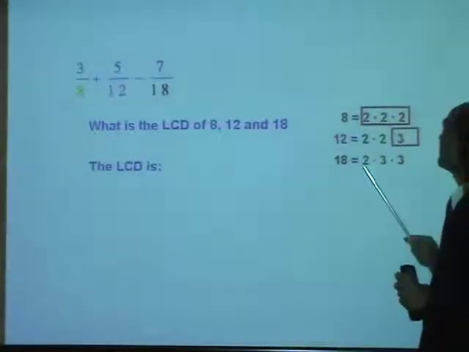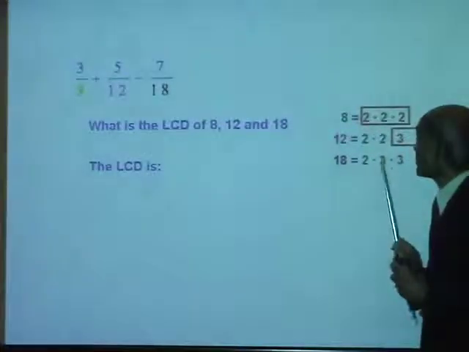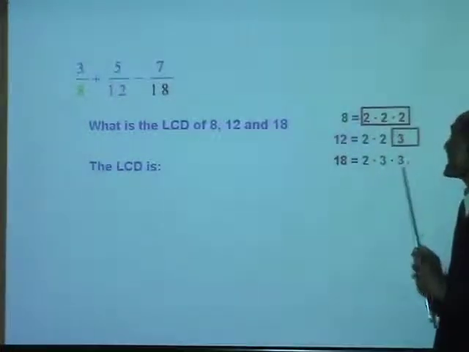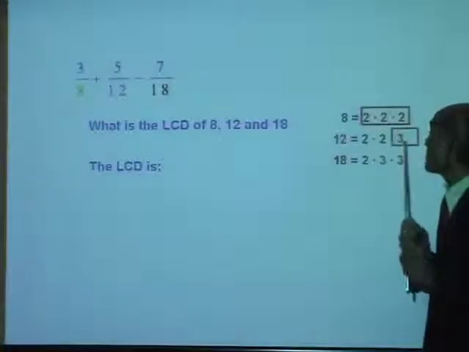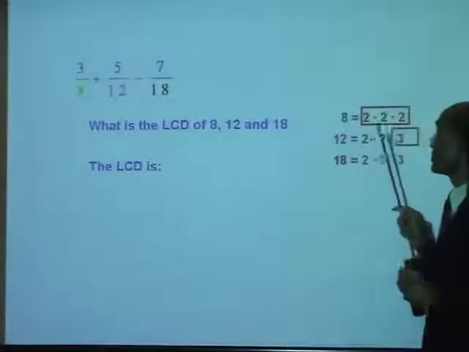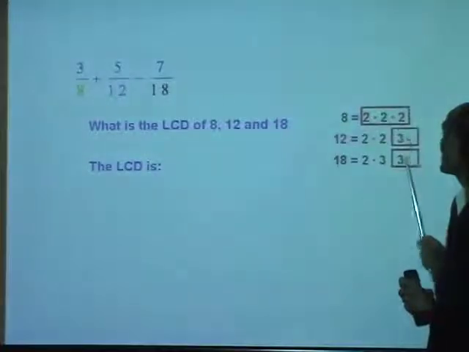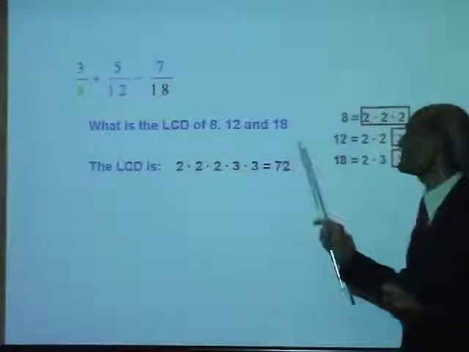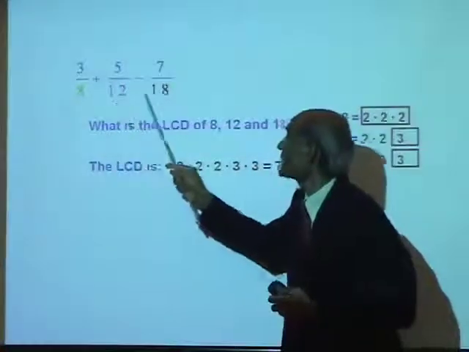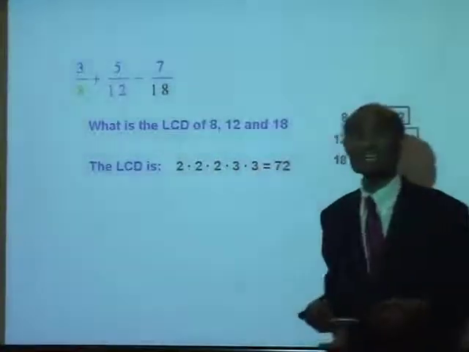Go to the third number. Do we need that 2? No. Do we need that 3? No, we have picked a 3 there. But do we need that second 3? Yes, because we have picked only one 3. So if there is a second 3, we need to pick that. So what's our LCD now? It is 2 times 2 times 2 times 3 times 3. There you are. 72. That means 72 can be divided by 8, 12 and 18. Okay, now we've got the LCD as 72.